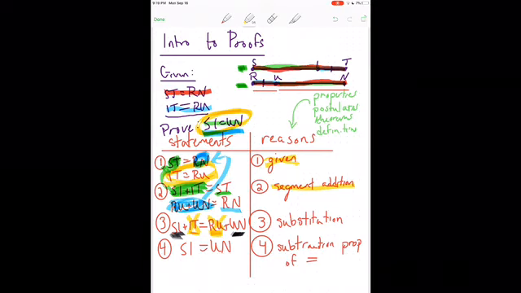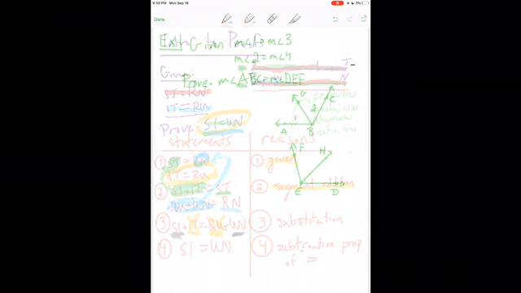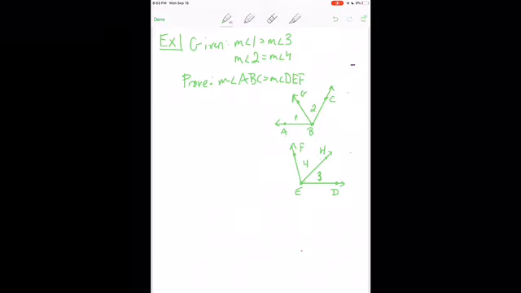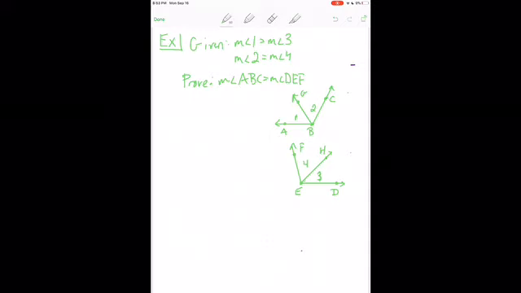All right, the next proof we're going to take a look at has to do with angles. In this next example, we're looking at a proof with angles. And I actually forgot to put in that this here is angle 4 and this here is angle 3. We are given that measure angle 1 is equal to measure angle 3. So here's my 1 right here, here's my 3 down here, angle HED. And measure angle 2 is equal to measure angle 4. Now I want to prove that measure angle ABC is equal to the measure of angle DEF.